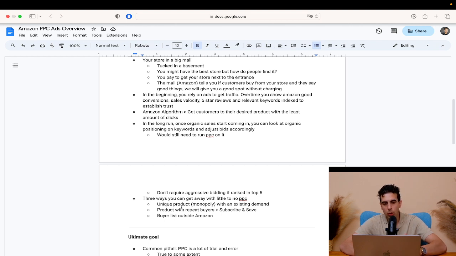So the first one is when you have a very unique product. It's a completely unique technology, completely unique product. No one else in the market is offering that, and it already has an existing demand. Just being a unique product that no one wants is not the way to go. It has to be unique, and there has to be some sort of demand for it on the platform.